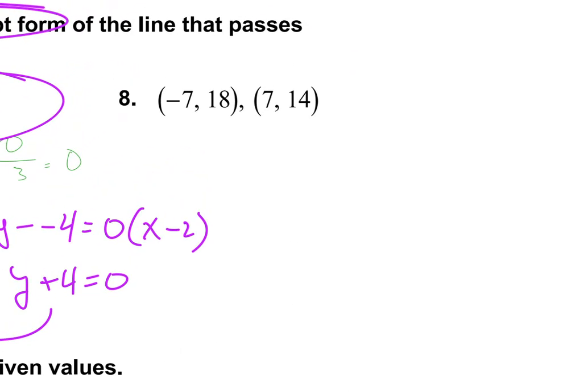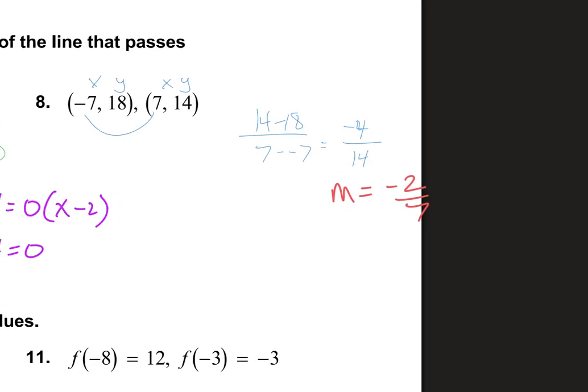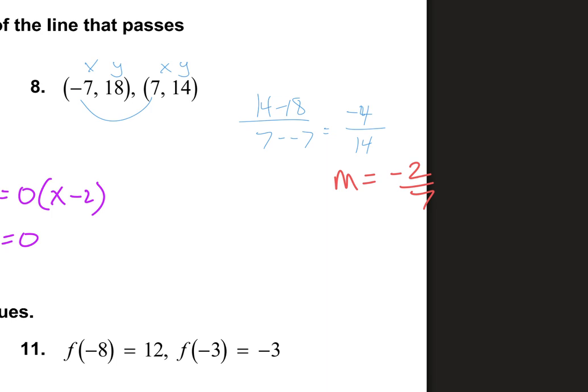Moving on. X, y, 14 minus 18. 7 minus negative 7. You might have thought that this was going to be undefined for a second, but you got to keep track of your negatives. So we get negative 4. It's an ugly negative 4. Negative 4 over 14. So our slope here is negative 2/7. Nice. Let's plug it all in.